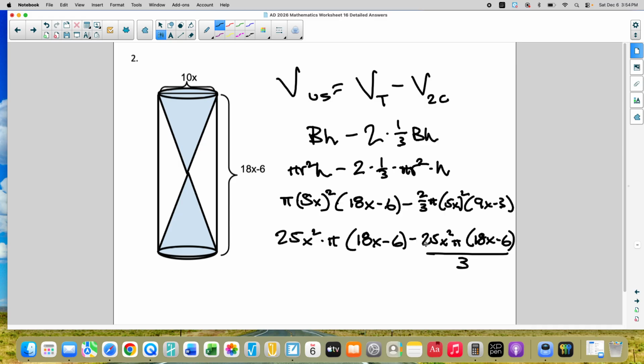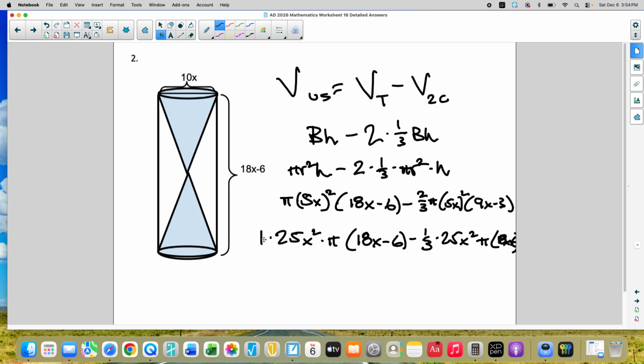So I see what's going on here. So this is actually, we can bring that out here. Let's do this. Better representation. Instead of doing divided by 3, we can just make that 1/3 of this. Right? So we'll make that 1/3. We'll keep the 1/3. The 2 we'll put over to here. So that's 1/3 25x squared pi times 18x minus 6.